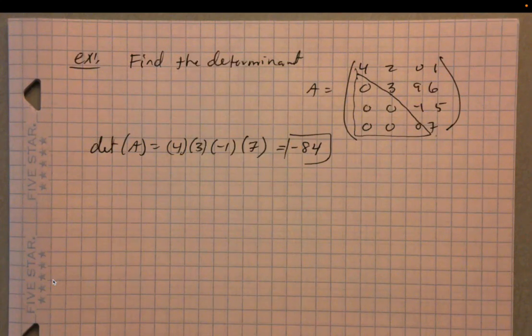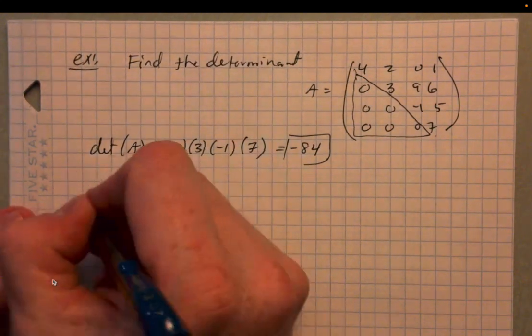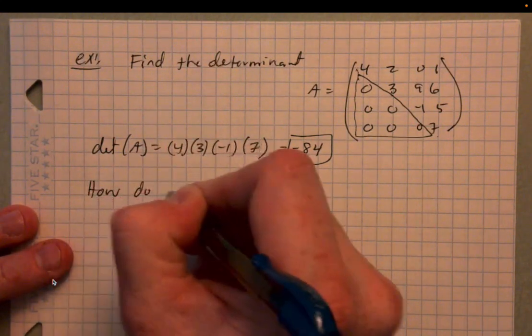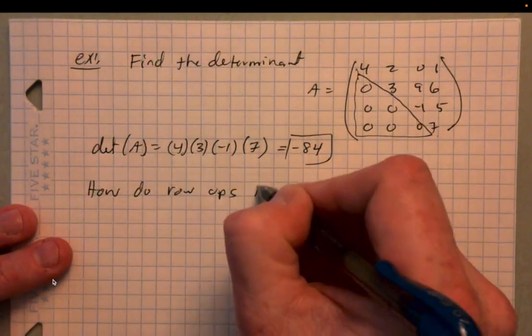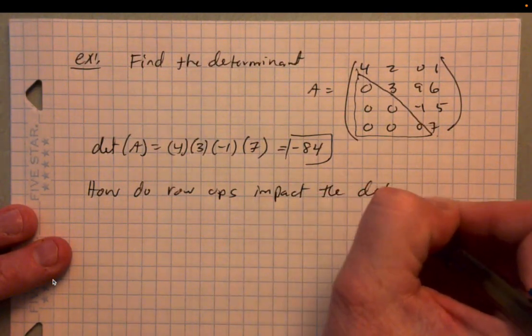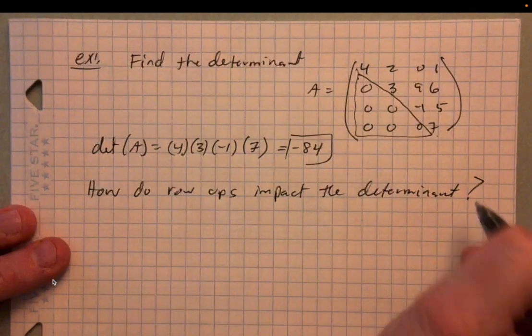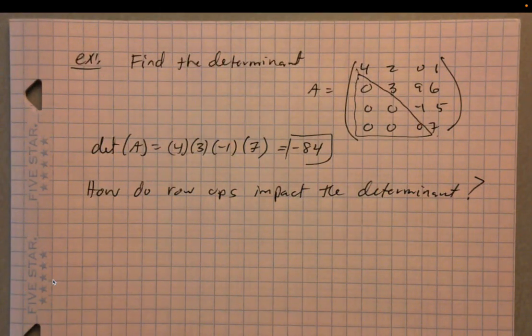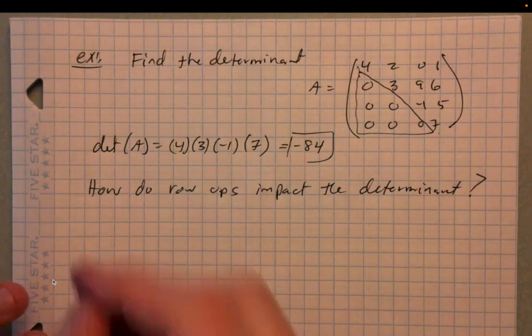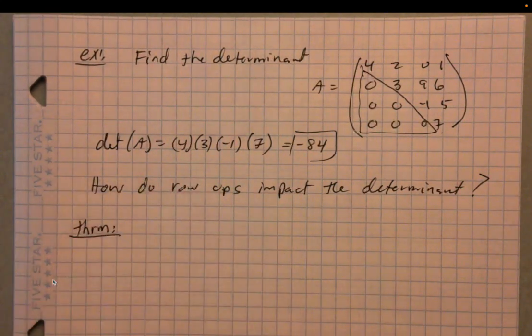Okay. All right, so this gets us part of the way, right? The next thing we need to be able to say is that row operations do not impact the determinant of the matrix. Or, more likely, if they do, how can we account for it? So, how do row operations impact the determinant? That's the big question here. Well, this has been worked out, obviously, and here's the theorem telling you exactly what you need to know.